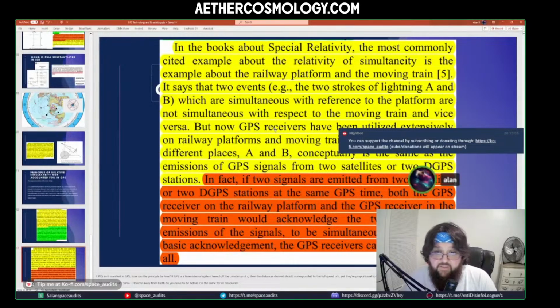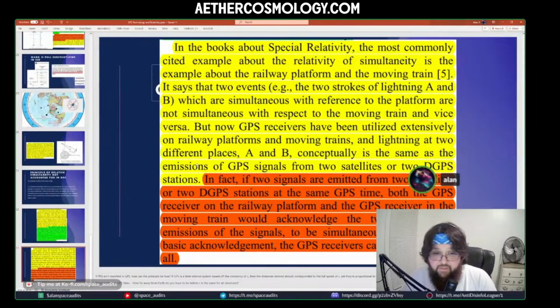But now GPS receivers have been utilized extensively on railway platforms and moving trains and lightning at two different places, A and B, conceptually at the same time, as the emission of GPS signals from two satellites or two DGPS stations. In fact, if the signals are emitted from two satellites or two DGPS stations at the same GPS time, both the GPS receiver on the railway and the GPS receiver on the moving train would acknowledge the two events of the emission of the signal to be simultaneous. Without this basic acknowledgement, the GPS receivers cannot function at all.